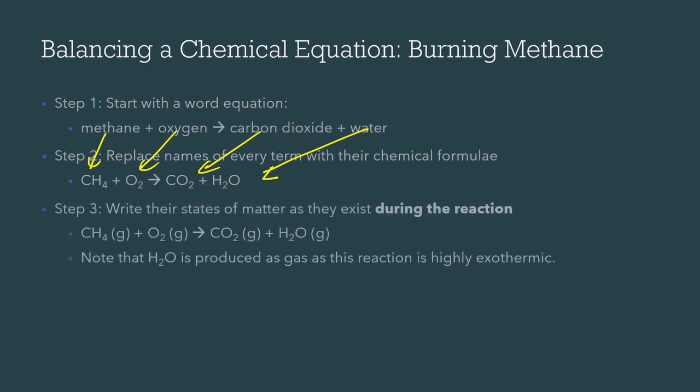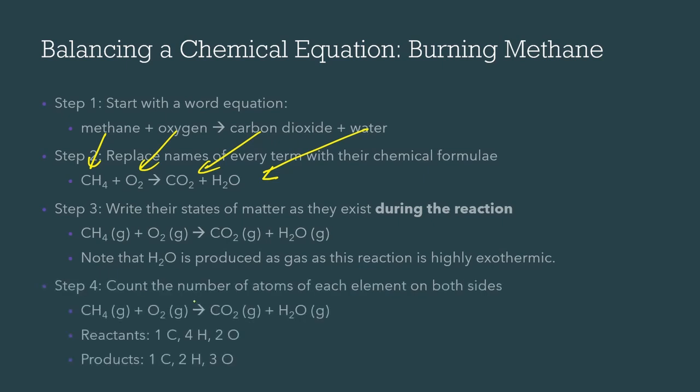Next, we're going to specify their state of matter, and recall this would be the state of matter as they exist during the chemical reaction. This is a highly exothermic combustion reaction, so the water that is produced would come out as steam rather than liquid water. Finally, before we start balancing the chemical equation, we need to count how many atoms of each element we have originally. Once we have that, we are ready to balance our chemical reaction.